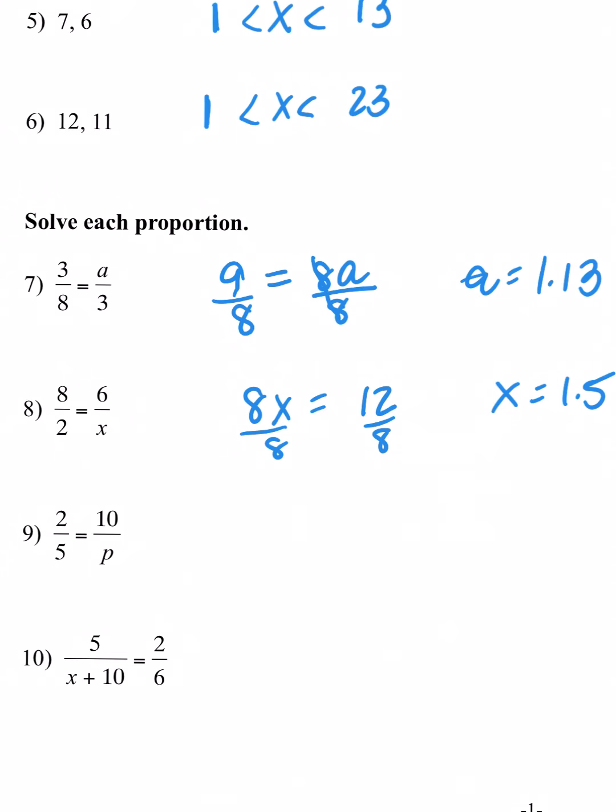And the next one is 2p equals 50, because 5 times 10 is 50. 2 times p is 2p. When you divide by 2, you get p equals 25.